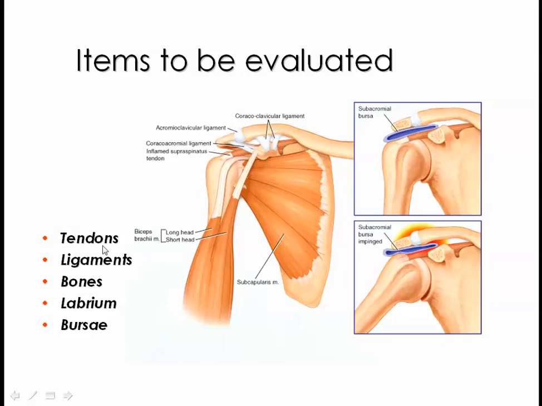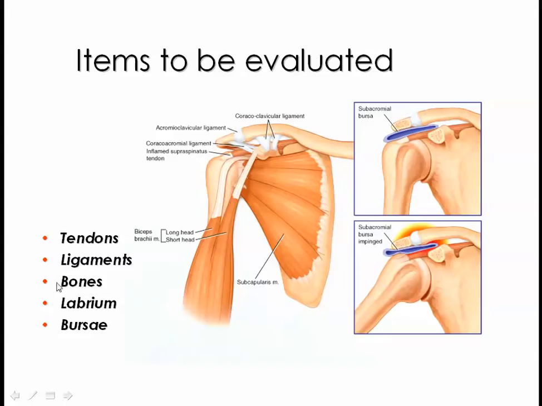Considering the tendons, we have 4 that are important: the supraspinatus, infraspinatus, subscapularis, and biceps tendon. Then we have 3 ligaments, which are the superior, middle, and the inferior glenohumeral ligaments. There are some other ligaments, but these 3 are the most important, and I will mention the remaining ligaments whenever they are important to be mentioned.